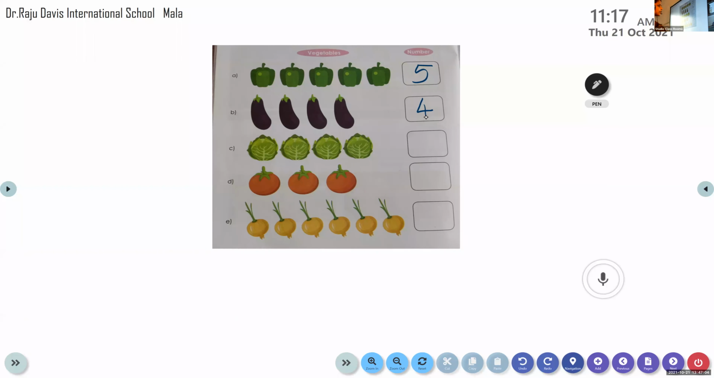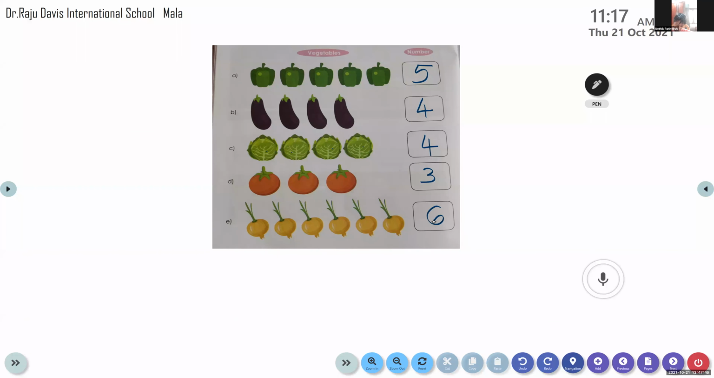Then we have cabbages. What's the total number? Four. One, two, three, four. Again we got the same number. Four. Okay, good. What about the tomatoes? Dia, how many are there? Three. And what's the total number of onions? Six.